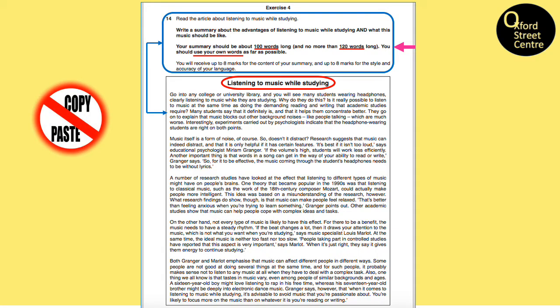The last principle about exercise 4 is that up to 8 marks will be given to you for what you include in your summary, and you will receive up to 8 marks for the grammar, sentence structure, and sentence type you use in your summary. Now that we know the structure of exercise 4, we jump to the next step, which is about how to do exercise 4.